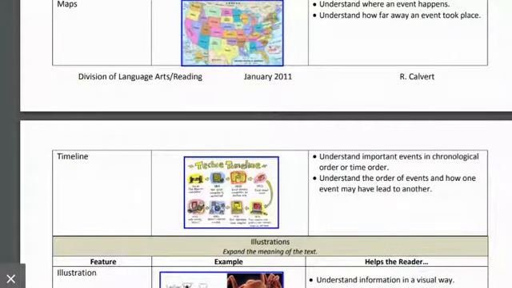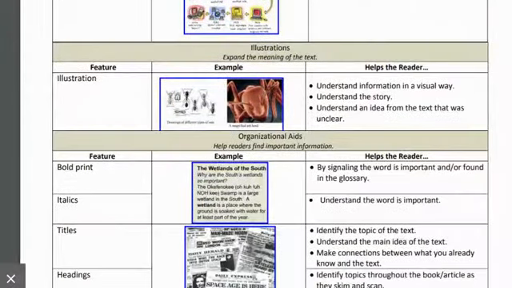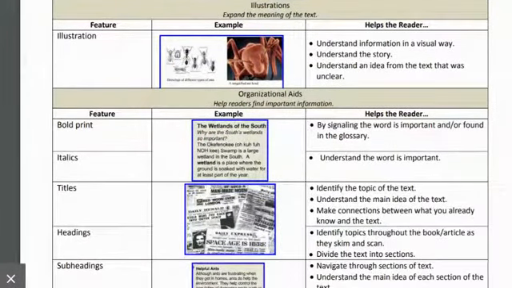Timelines help the reader understand events in chronological order, or in time order, and we'll be talking about that a lot this 6 weeks, and help the reader understand how events that happen in one part of time may lead to another. So being able to make those connections visually. Illustrations expand the meaning of the text. So an illustration helps the reader understand information in a visual way. It also helps them understand the idea from the text that was unclear.